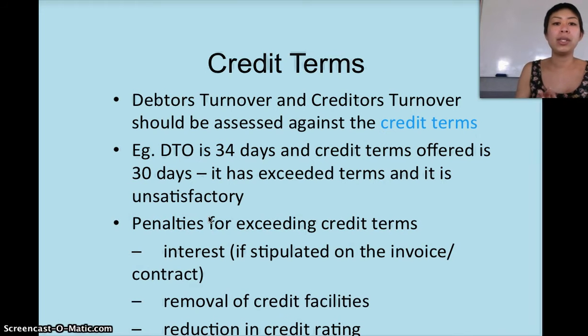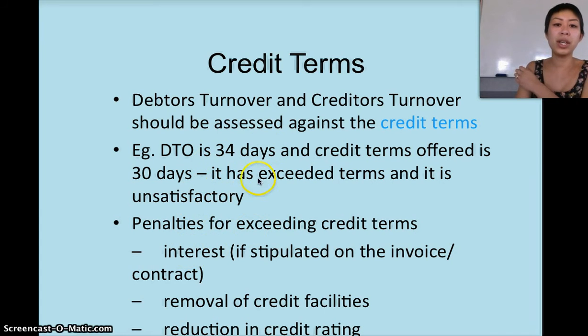Looking at credit terms, it's important because debtors' turnover and creditors' turnover should be assessed against the credit terms. So for example, if debtors are taking an average of 34 days to pay us back, and the credit terms we offer them is 30 days, then we can see that they've exceeded the terms we've provided to them, and it's unsatisfactory. We need to employ some strategies to improve this.